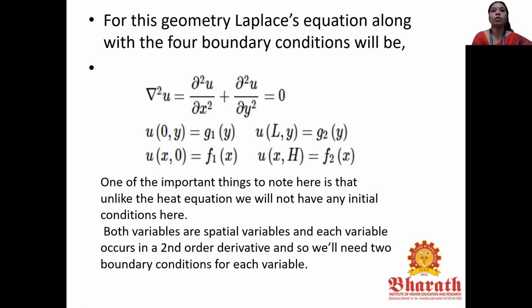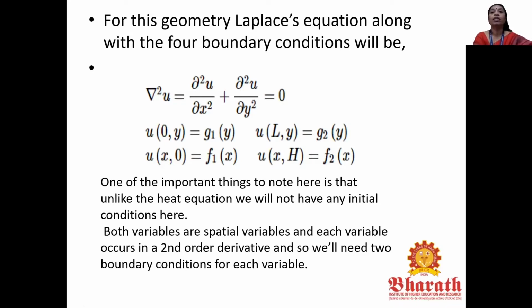That is, del square u, which is dou square u by dou x square plus dou square u by dou y square, is equal to 0. That is, u of 0 comma y is equal to g1 of y, u of l comma y is equal to g2 of y, and u of x comma 0 is equal to f1 of x, and u of x comma h is equal to f2 of x.